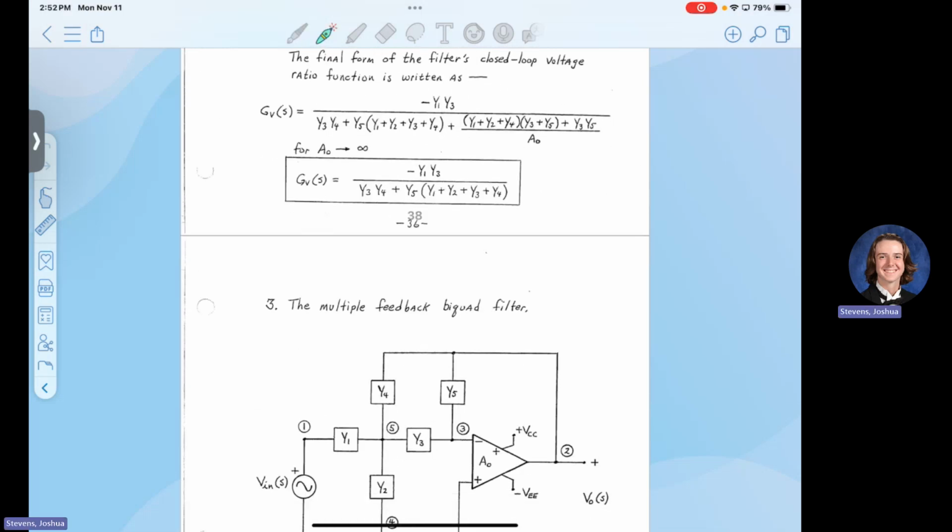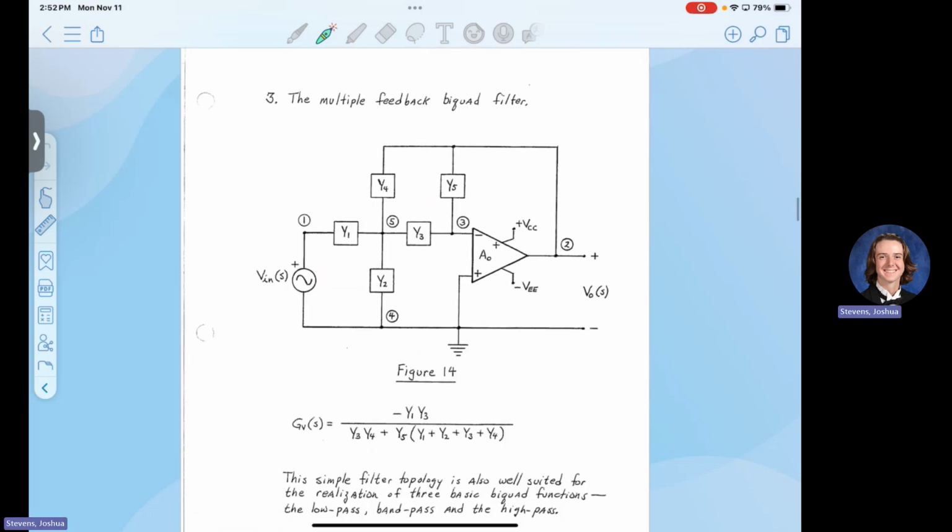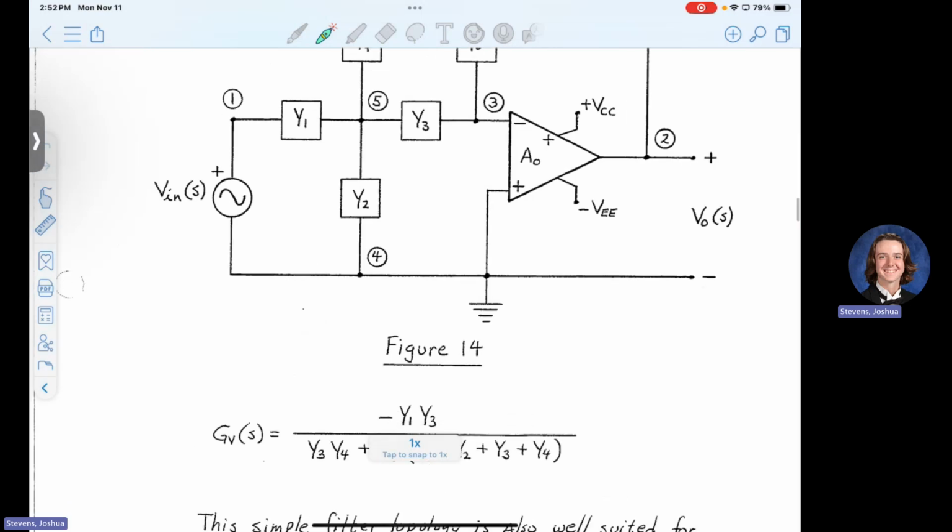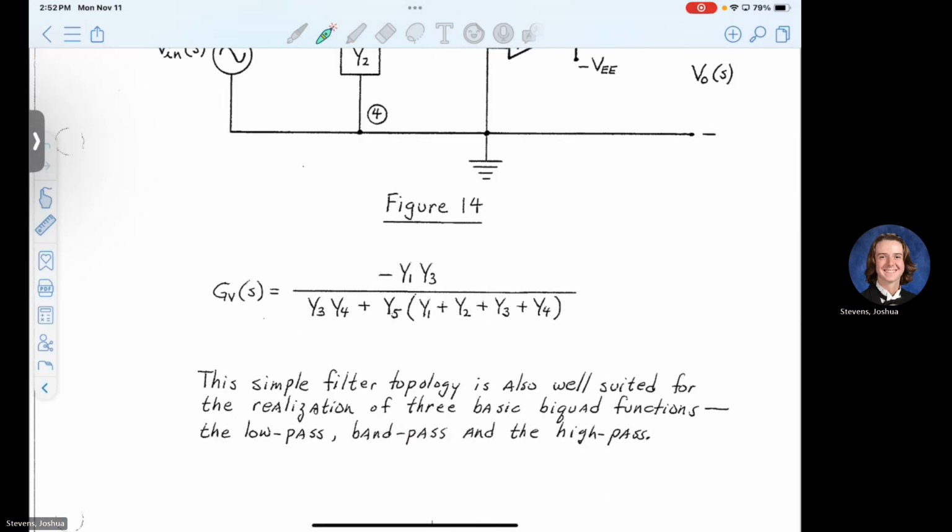Multiple feedback biquad filter is denoted as that. This is the large formula here. That's basically what you plug all your values in, where you have these blocks here, which represent Y1 through Y5. So I would write down that formula, and write that it's explicitly for multiple feedback active filters.